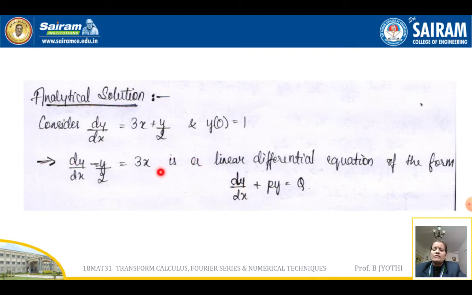So that means the right hand side, the q value, should not have any y value. Only the y terms need to be taken to the left hand side and only the x terms should be on the right hand side. So y by 2 has to be taken to the left hand side. We get dy by dx minus y by 2 as 3x. This is the linear differential equation of the standard form with p equals minus half and q equals 3x.